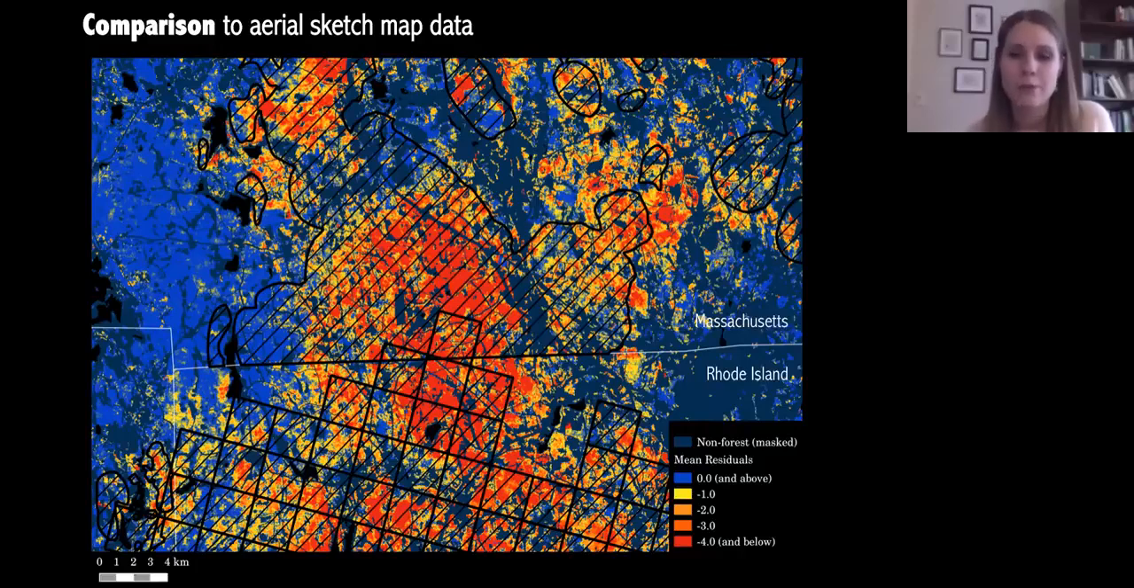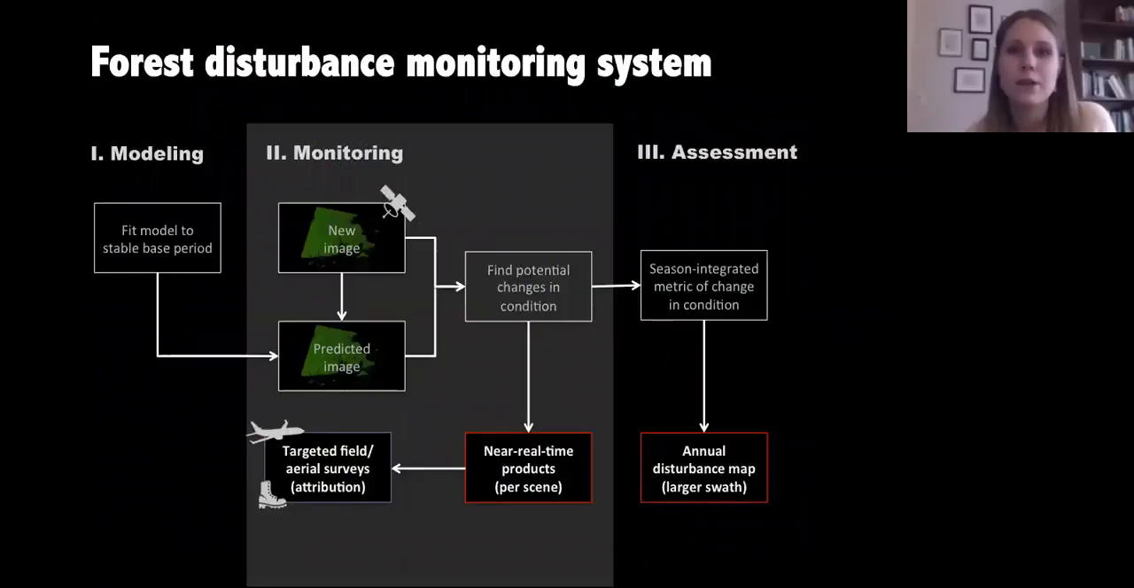And so we envision that going forward, we could come up with an online forest disturbance monitoring system that has 3 stages. In that first stage, we're fitting those models to the stable base period, giving us a stable baseline to compare new images against. During a monitoring phase, we can use the incoming images from Landsat, compare those to predicted images, and generate these near real-time per scene defoliation products or insect damage products that can be used to guide field surveys and aerial surveys that would be necessary to attribute the damage to specific pests.